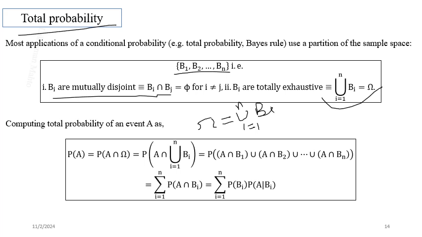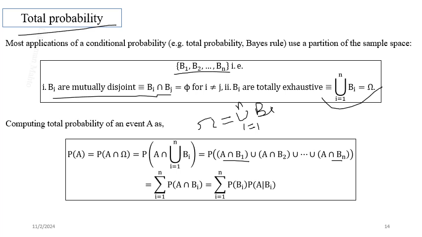So probability of A intersection omega is equal to probability of A intersection union of Bi's. And how many of you know De Morgan's laws of set theory and various properties of set theory? Here you just have to apply it: intersection and union. So it will be A intersection B1 union A intersection B2 union, and so on, up to A intersection Bi, it will go like that.